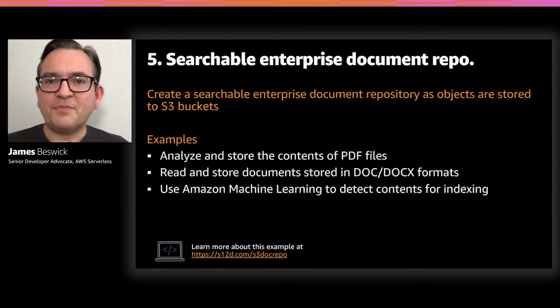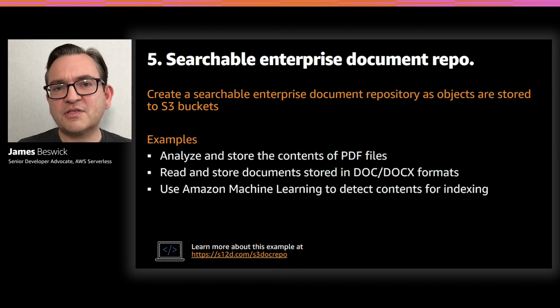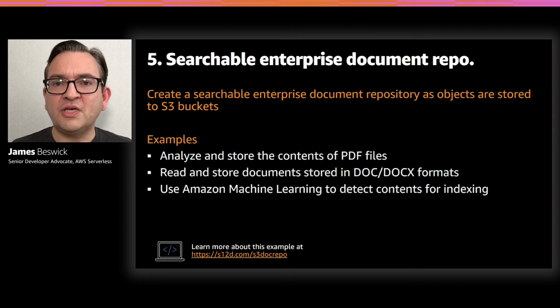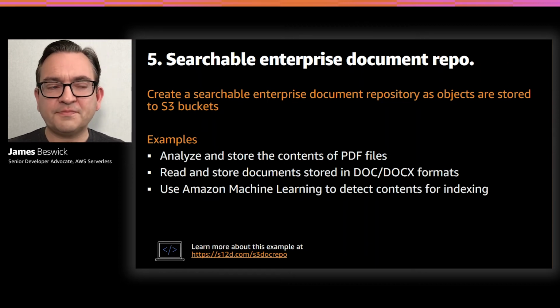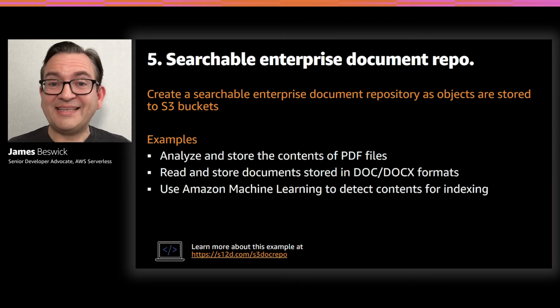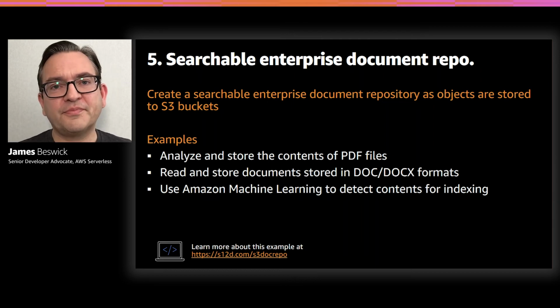The final example is a searchable enterprise document repository based upon documents stored in S3 buckets. This application can analyze different file formats, so it can analyze and store the contents of PDF files and read Microsoft Word documents that are stored in doc or docx formats. For images like PNGs or JPEGs, it uses Amazon machine learning to detect contents for indexing. The URL on the screen also links to a blog post and repo with the entire solution.